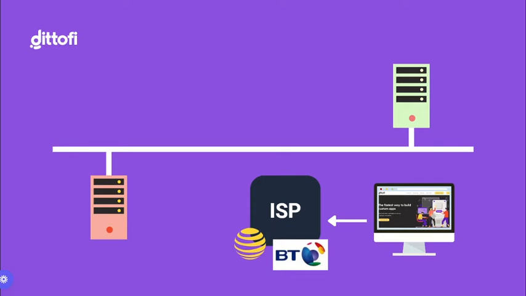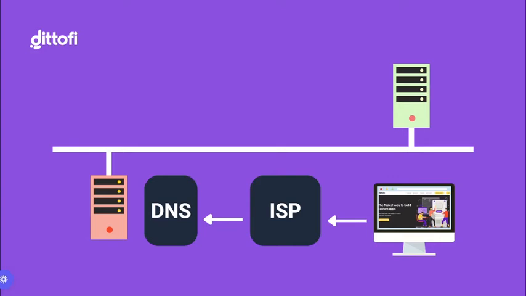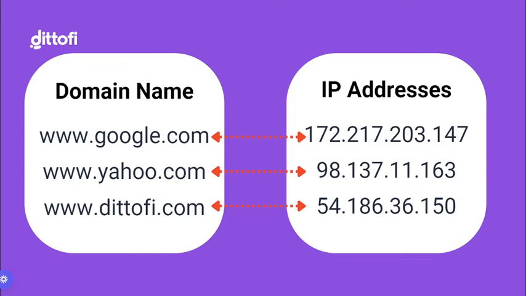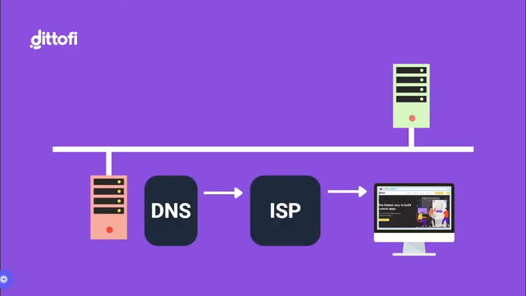The message that you're sending to your internet service provider is something like, hey, I want to see the website dittofi.com. The ISP will then route that message to something called a domain name system server or a DNS server. The domain name system server is like a massive book that contains all the domain names on the internet, and next to each domain name they have the IP address of all the different computers on the internet. The domain name system server will scroll to the domain name that you're trying to access and send back the IP address of the server that is associated with that domain name.